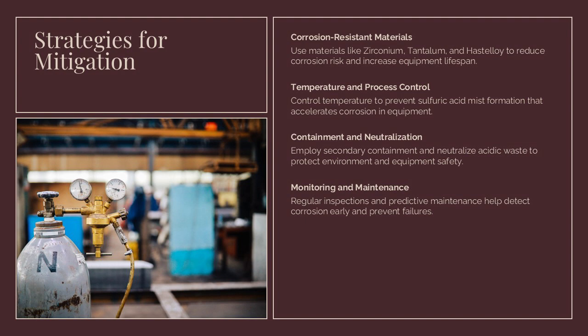Secondary containment systems should be implemented to manage spills and prevent environmental contamination. Proper design of drainage systems is also essential to handle acidic effluents safely. Neutralization of acidic waste streams before disposal helps minimize downstream corrosion and environmental hazards. Additionally, regular monitoring and maintenance programs, including inspections and predictive tools, ensure early detection of corrosion issues. These measures collectively help mitigate the risks associated with sulfuric acid corrosion, protecting both equipment and personnel in industrial settings.